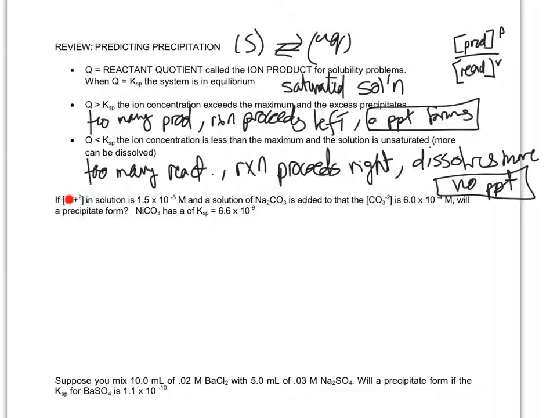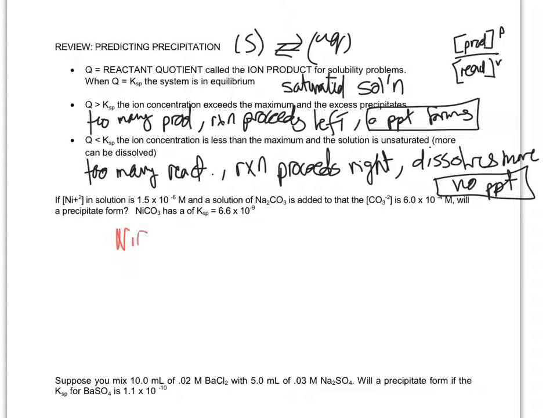If you're adding nickel 2 plus and sodium carbonate, we know that sodium salts will always be soluble, and so when you combine those two, the only substance that could be slightly insoluble would be the nickel carbonate. The other reason that you would know that is because they give you the KSP for the nickel carbonate. So if you ever have to predict whether a precipitate forms or not, they usually will give you your KSP value.